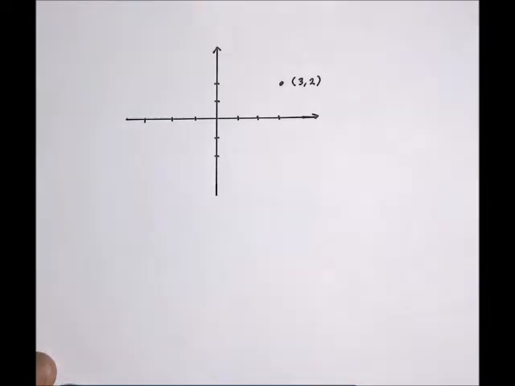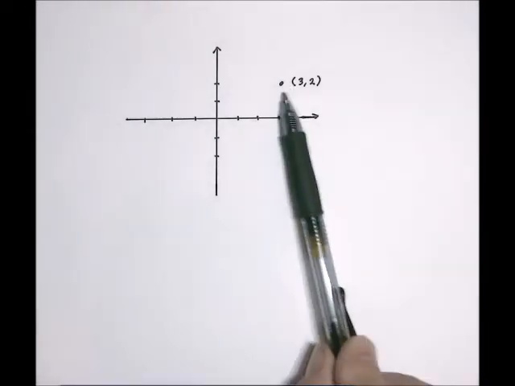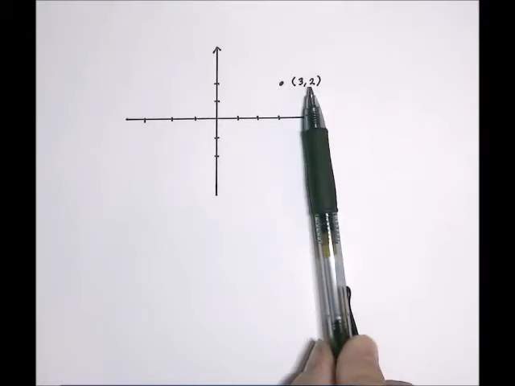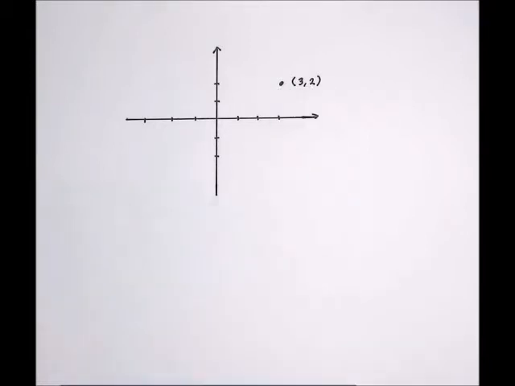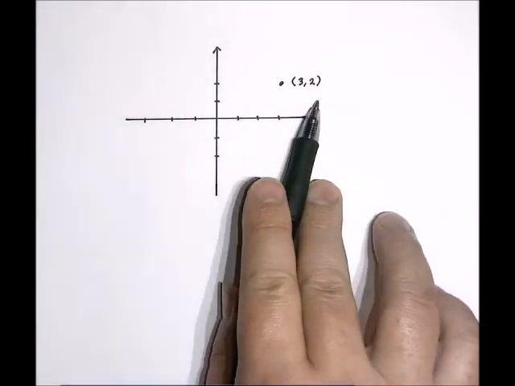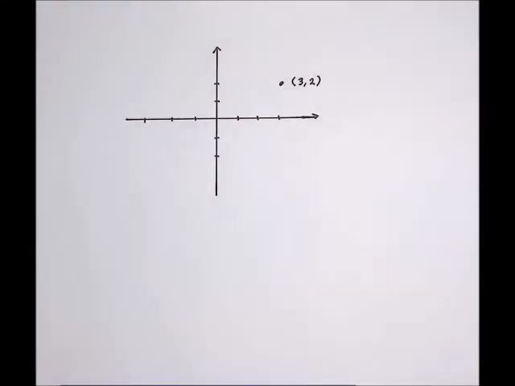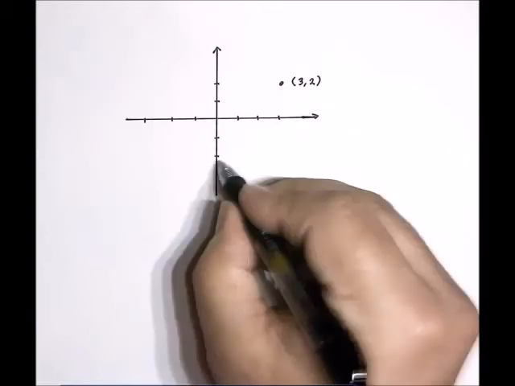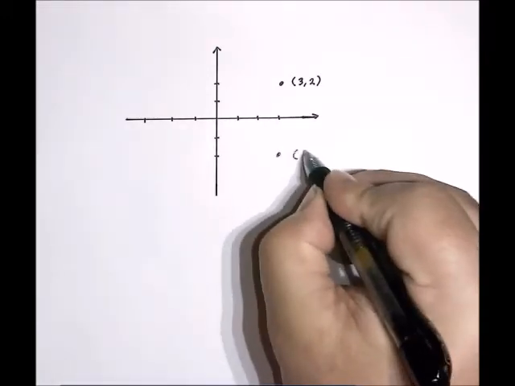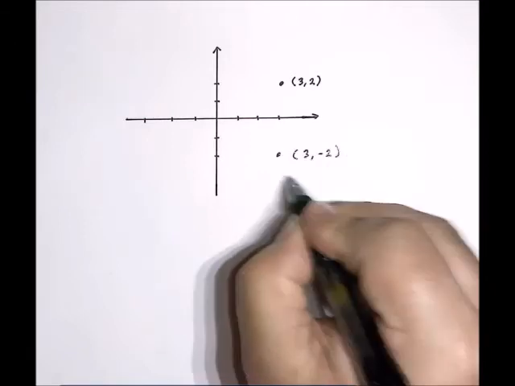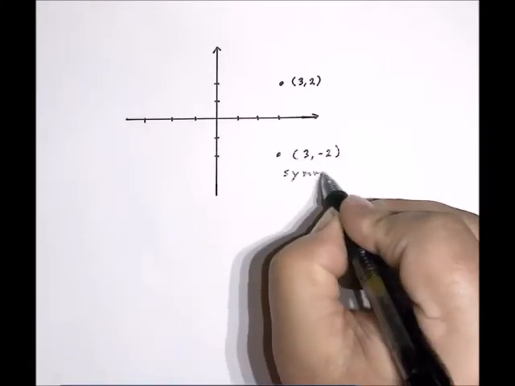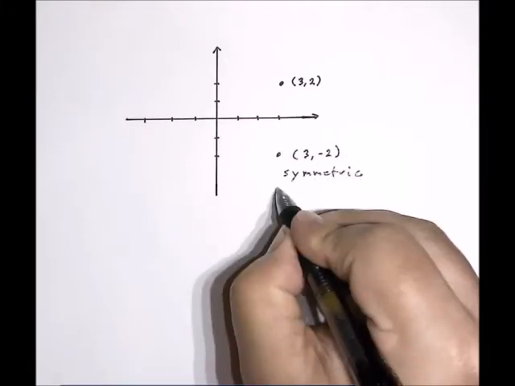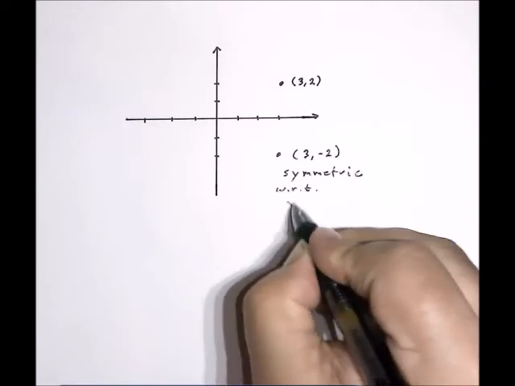And the last thing you need to know about symmetry is how to find points symmetric with respect to a certain axis or with the origin given another point. So let's say I'm given the point 3, 2, and I'm asked to find the point symmetric with respect to the x-axis. All that means is I'm going to reflect this point around the x-axis to the point 3, negative 2. So that's symmetric with respect to the x-axis.